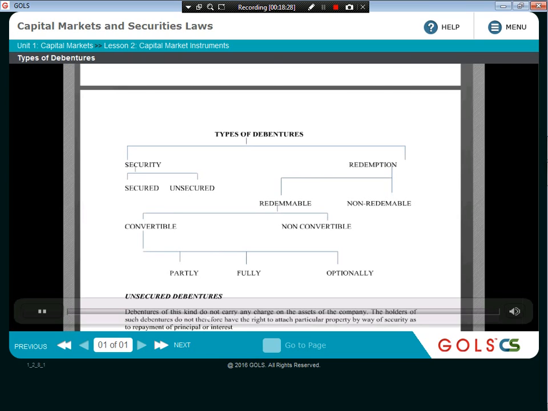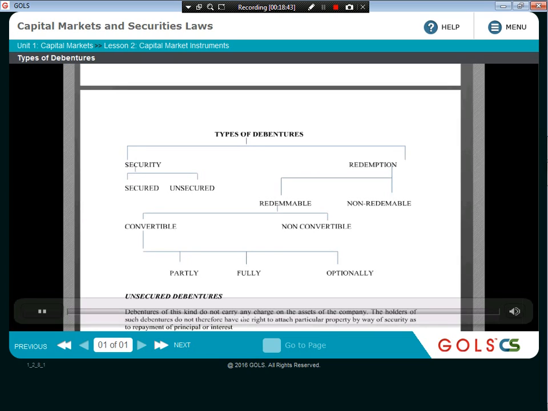What is the concept of a charge? If the company defaults in the payment of the debentures, these assets will be sold, the money will be realized, and that will be distributed among the debenture holders. In case of unsecured, there is no such thing because there are no assets.